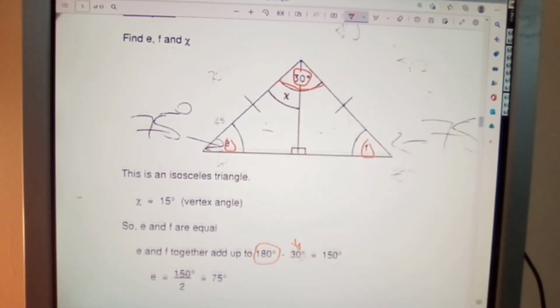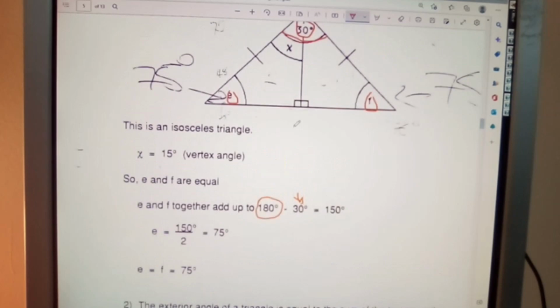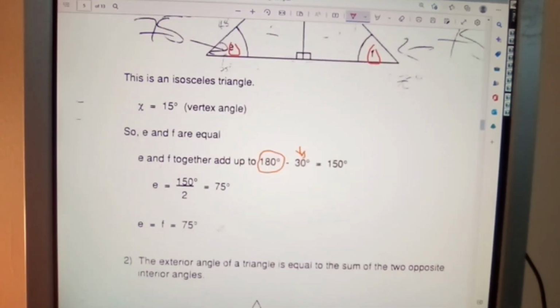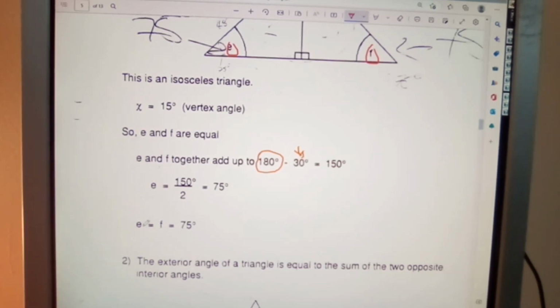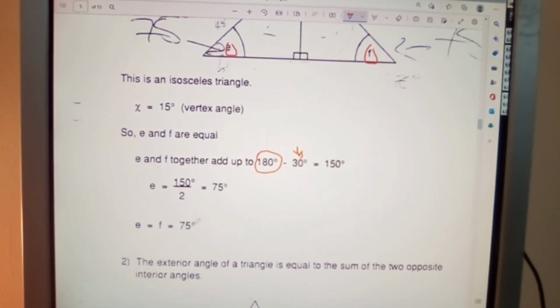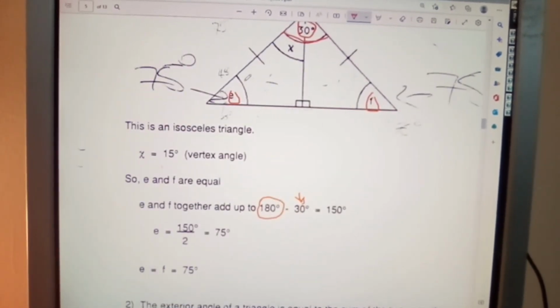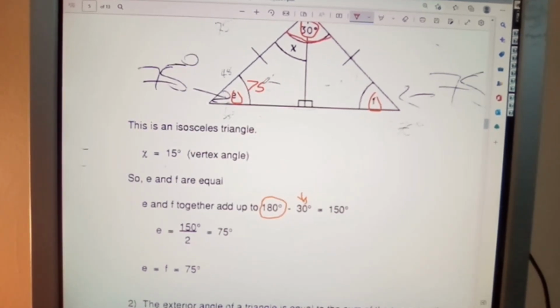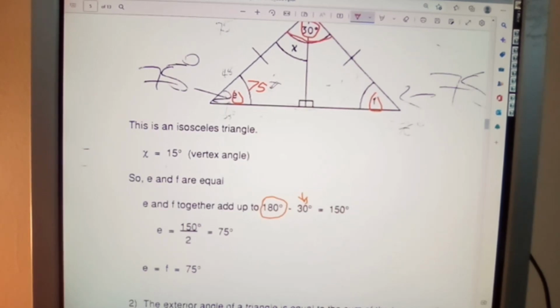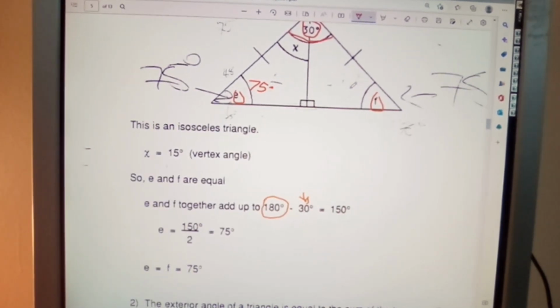We know that E and F are equal, therefore E equals 150 divided by 2 equals 75. Therefore E equals 75 degrees and F equals 75 degrees. Okay, so let's put it in. That's now equal to 75 degrees, okay. That's also equal to 75 degrees, okay.